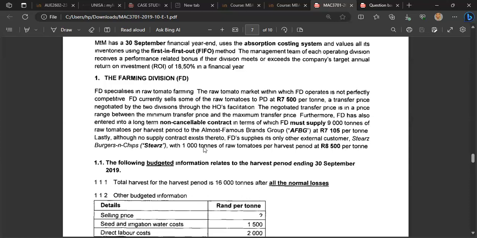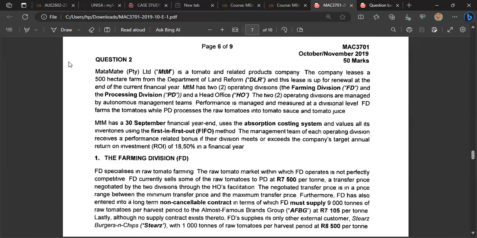All right. So we want to see the current transfer price. We read it somewhere. All right, there you go. FG currently sells some of its raw materials to PD at 7,500. So let's comment on the fairness of that.